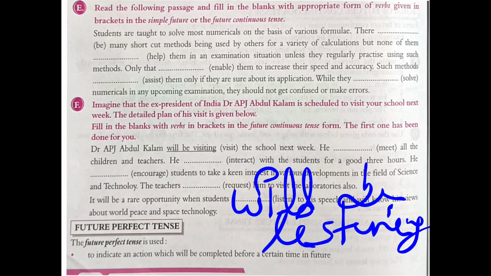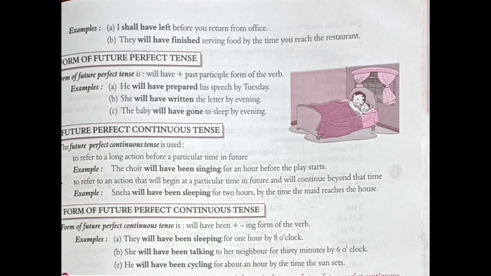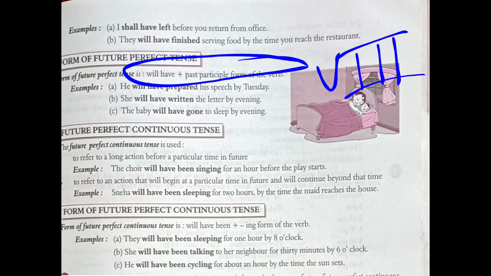So what is the helping verb of future continuous tense? Will be, shall be plus verb plus ing form. Okay. Now future perfect tense. Let's talk about the structure. So the structure is will have plus past participle. It means will have plus verb third form. Understood?